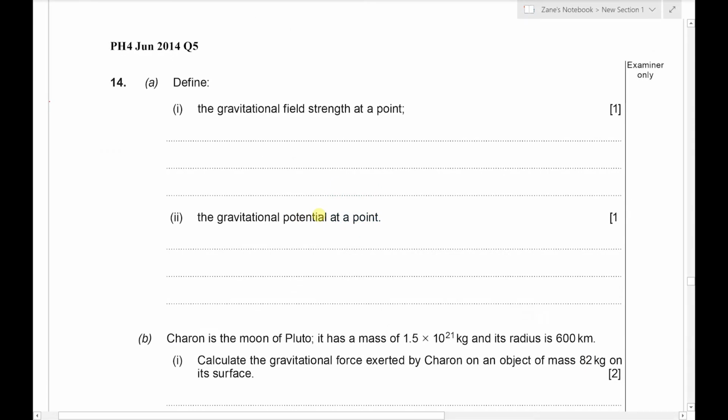This time it's question 5 from June 2014's PH4 paper, which is currently in Unit 4. For 14A we're asked to define gravitational field strength at a point. This is a gravitation question. So gravitational field strength at a point is defined as the force acting on a unit mass at that point.